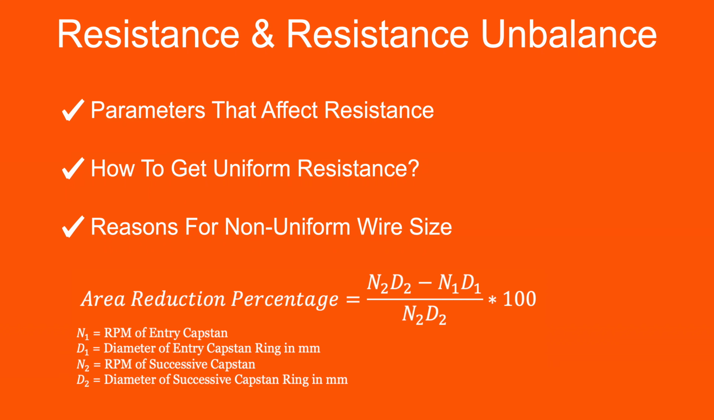Now we will discuss how to control the first parameter, that is resistance and resistance unbalance. All of us know that resistance is based on copper purity and its conductivity, degree of annealing, and area of cross section of the wire.